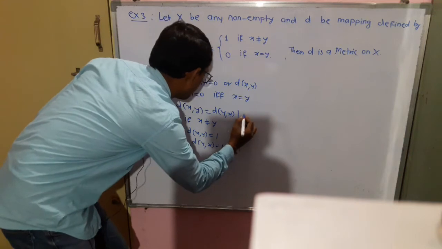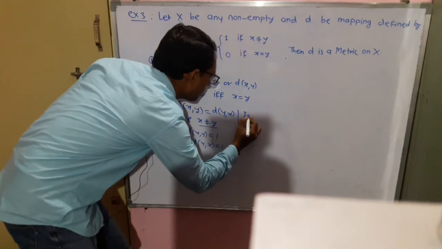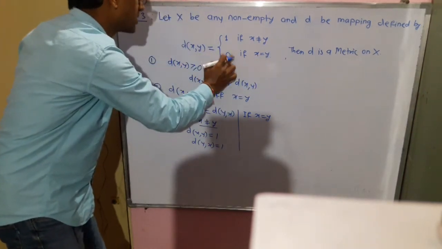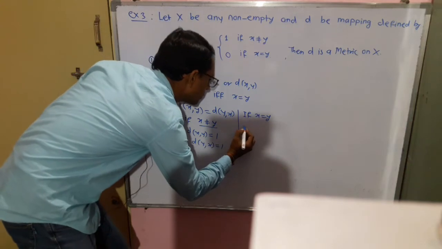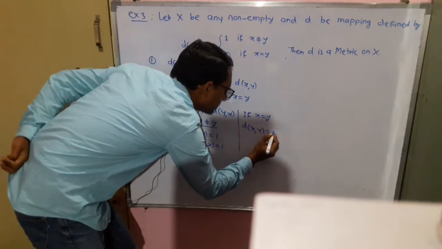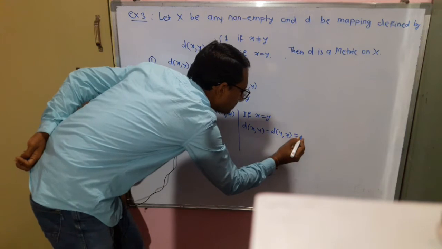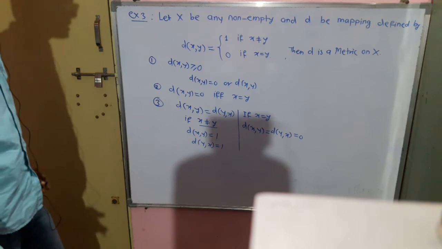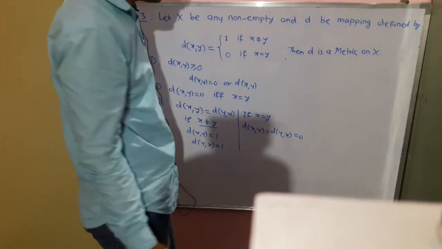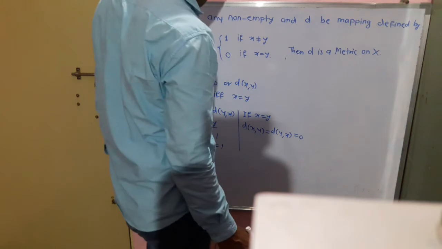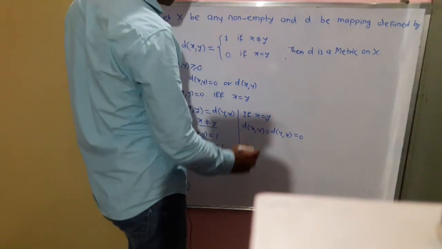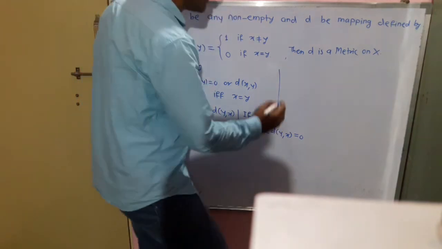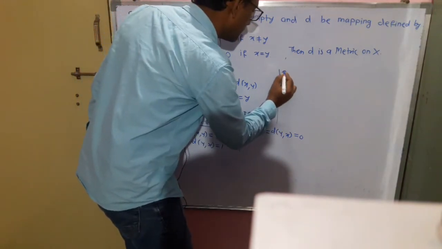For the next possibility, if x is equal to y, then obviously the distance between x and y is equal to 0. So in this case, the distance between x and y is equal to the distance between y and x, which is 0. So the symmetry condition is also satisfied. Lastly, we want to prove the triangle inequality, which is the last condition.